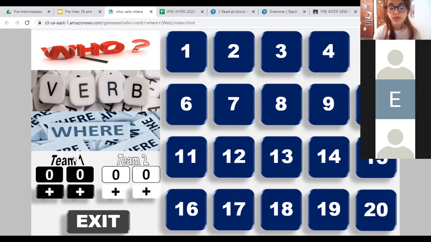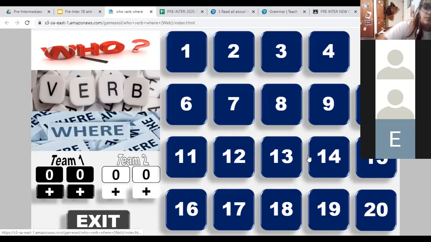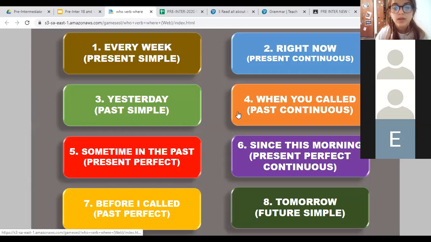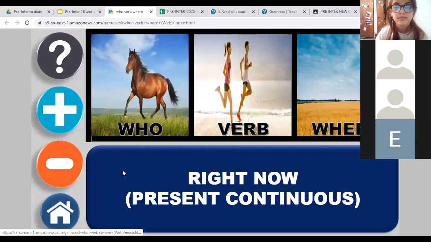Girls, pick a number. 7. 20. Pick a 10. 17. Present continuous. Present continuous? Yes. Okay.